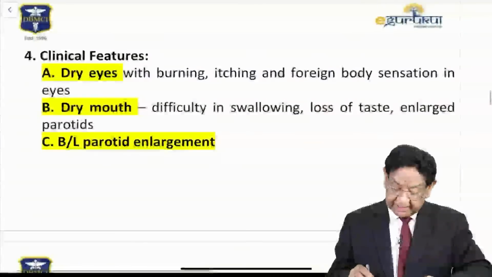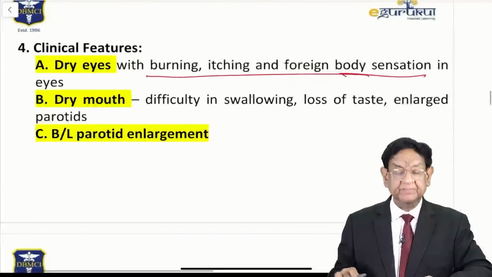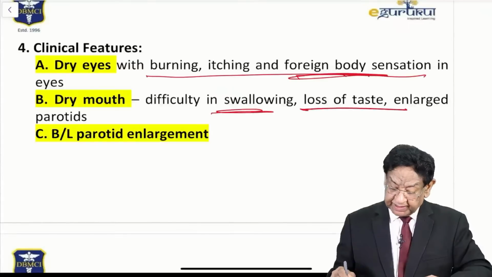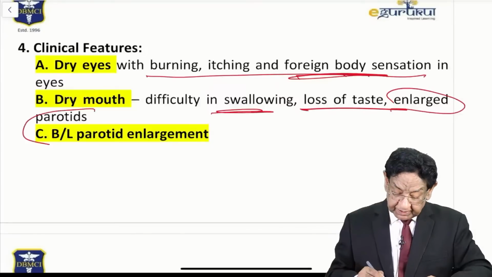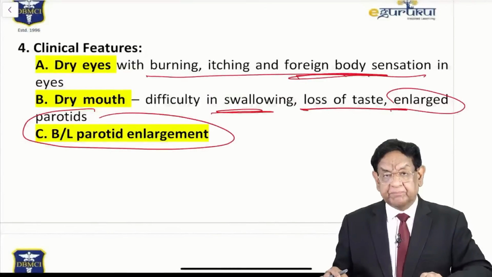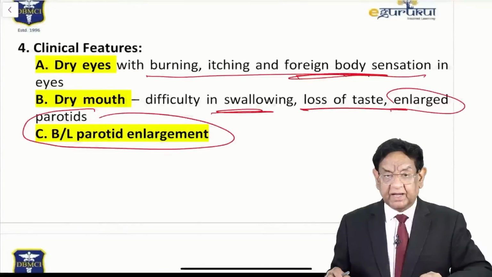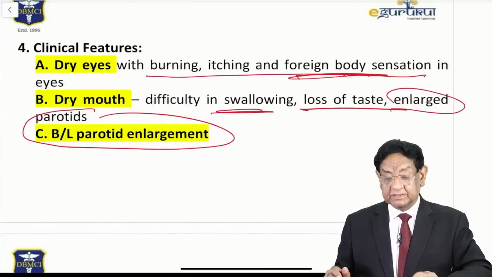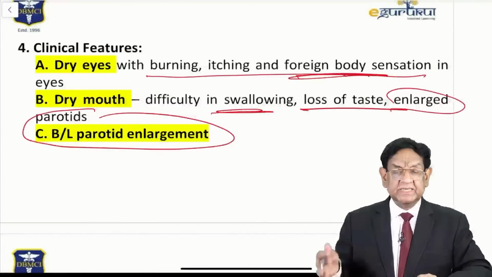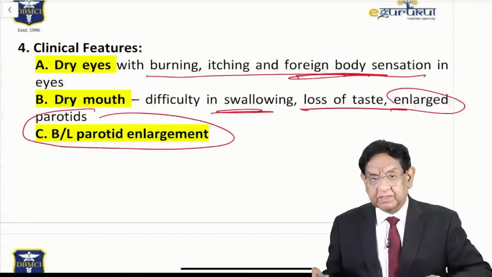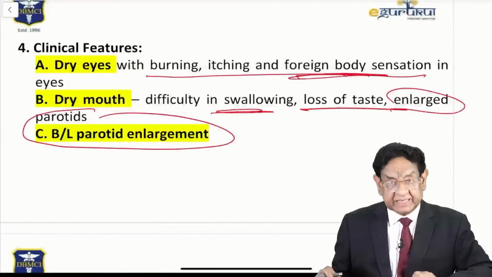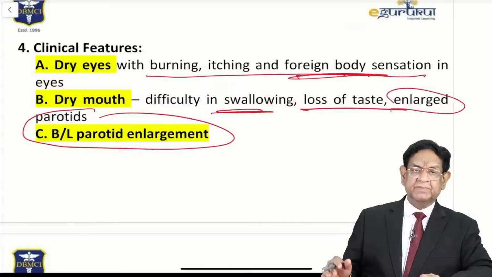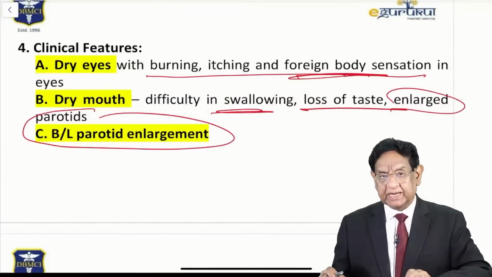Now, the clinical features: dry eyes, burning, itching, and foreign body sensation, which I mentioned, is very common. Dry mouth, difficulty in swallowing, loss of taste, enlarged parotid gland. So the third feature of Sjögren syndrome is bilateral enlarged parotid gland. Well, there is no saliva, so to compensate, the parotid gland tries to enlarge so that it can secrete a large amount of saliva, but that is not possible because in due course of time all the glands, or the secretory part of the gland, are destroyed.